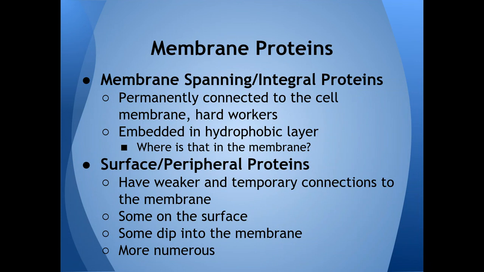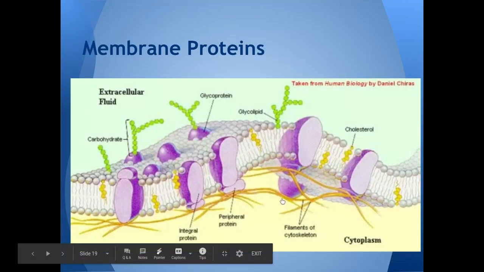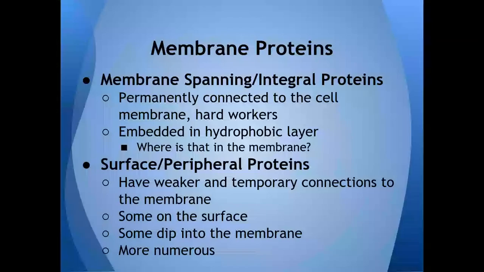The second type of protein is called a surface protein, and its other name is a peripheral protein. These proteins can be seen like here or here or here. They can be found on any part of the membrane, either inside or outside of the cell. And they are used for similar things to the membrane-spanning proteins, facilitated diffusion and transport, but they're a little bit weaker and have temporary connections to the membrane. So they can actually move around as opposed to the membrane-spanning proteins, which are permanently attached to the cell.